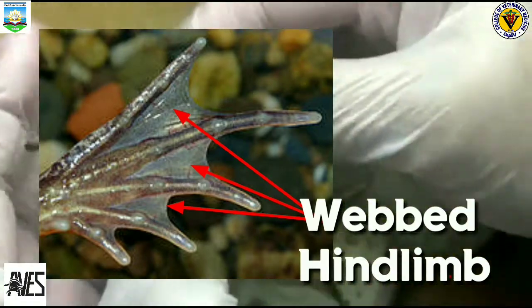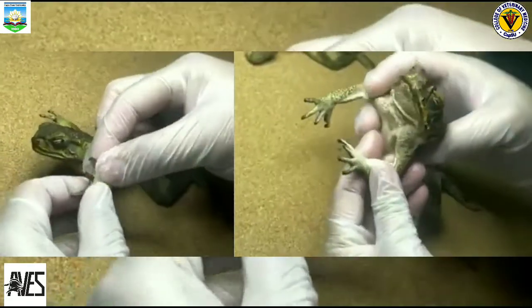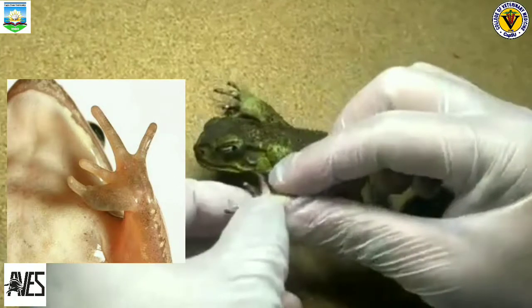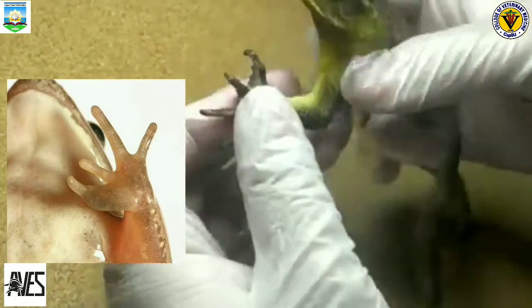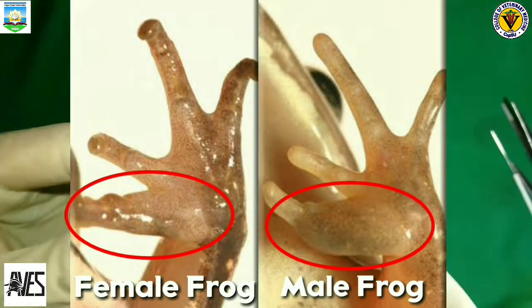We can determine the frog's sex by looking at the hand digits or fingers on its forelegs. A male frog usually has thick pads on its thumbs, which is one external difference between the sexes, as you can see on your screen.